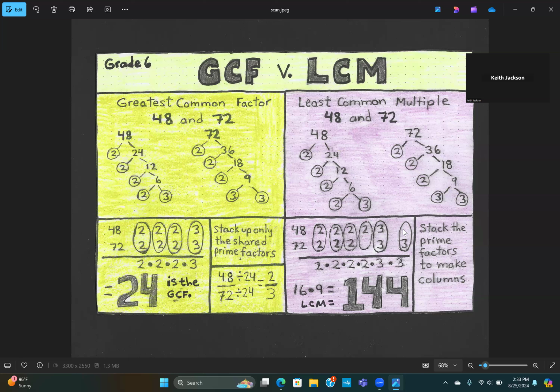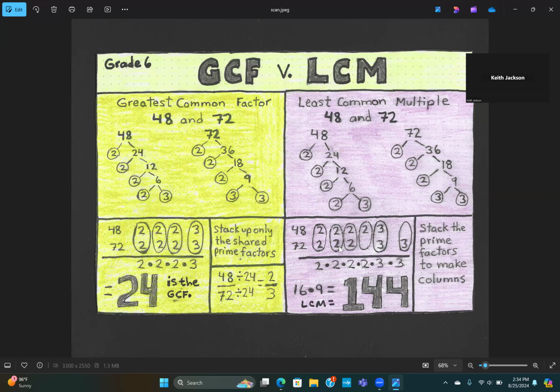So we're going to use all the prime factors. So we're going to use all the twos here and the three, and we're going to use all the twos here and all the threes here. We're just going to line them up one on top of the other. Okay, and so that's what we're going to do. So they share three twos here, three twos here.